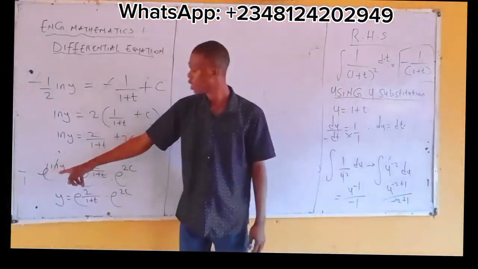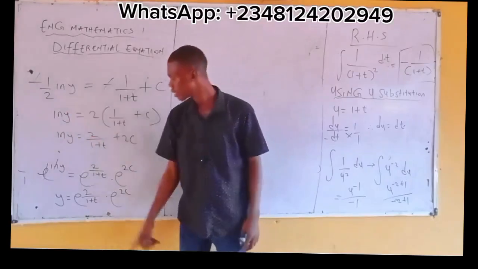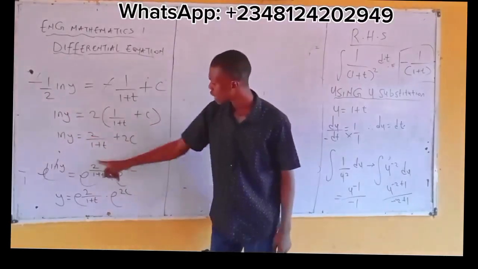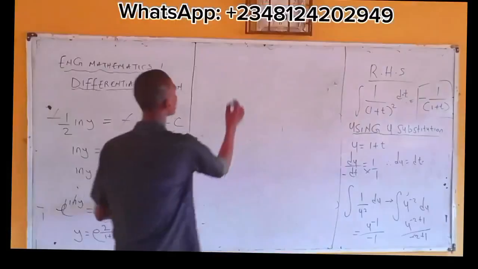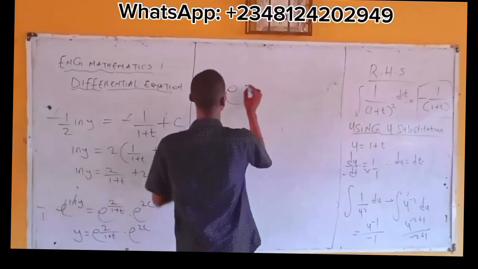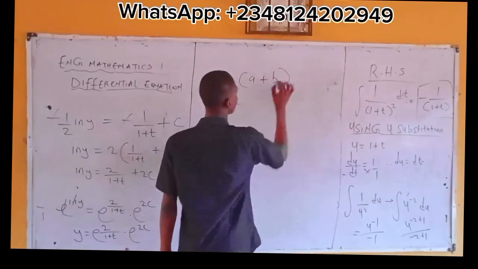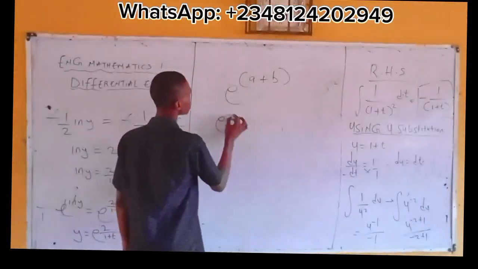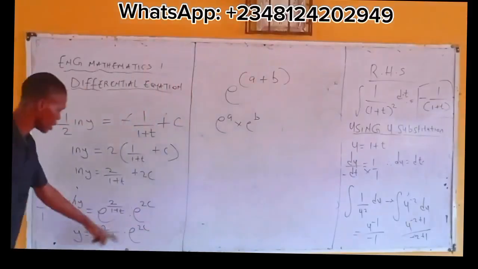By exponential, meaning I want to eradicate this ln. I want to eliminate this ln. So from here, it becomes applying indices. From this left hand side, what it means is that when you have exponential all raised to the power of a plus b, it's still the same thing as writing exponential a times exponential b. So that's what we applied here.